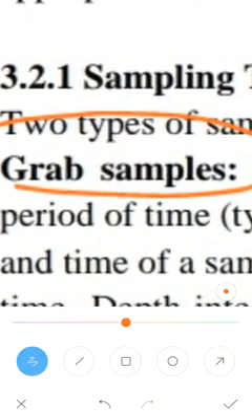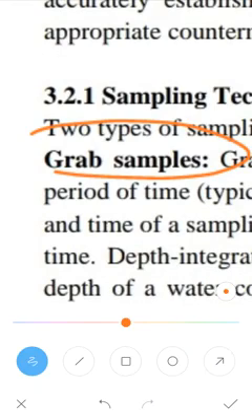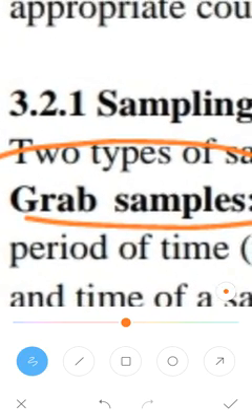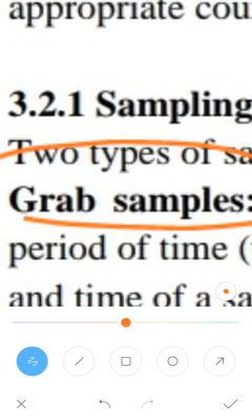So there are two types of sampling techniques that are used. One is the grab sample, another is the composite sample. A third one is the integrated sample, which is not required for the UG level. So only two types of samples are sufficient: one is the grab sample, another is the composite sample.